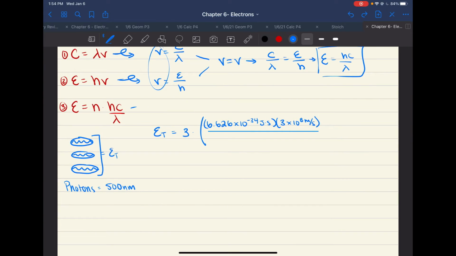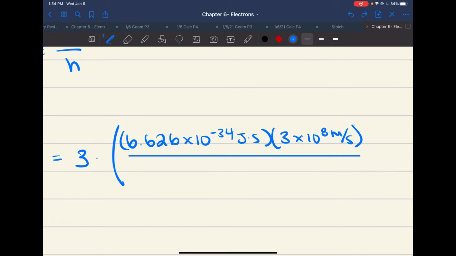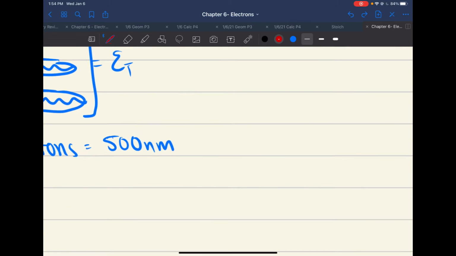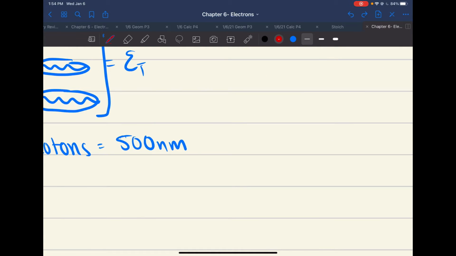If we don't use meters, then we're going to have to convert both of these constants into nanometers, which will make our life a lot more tricky. So we don't want to do that. So let's first convert our 500 nanometers into meters. How many meters is in 500 nanometers?